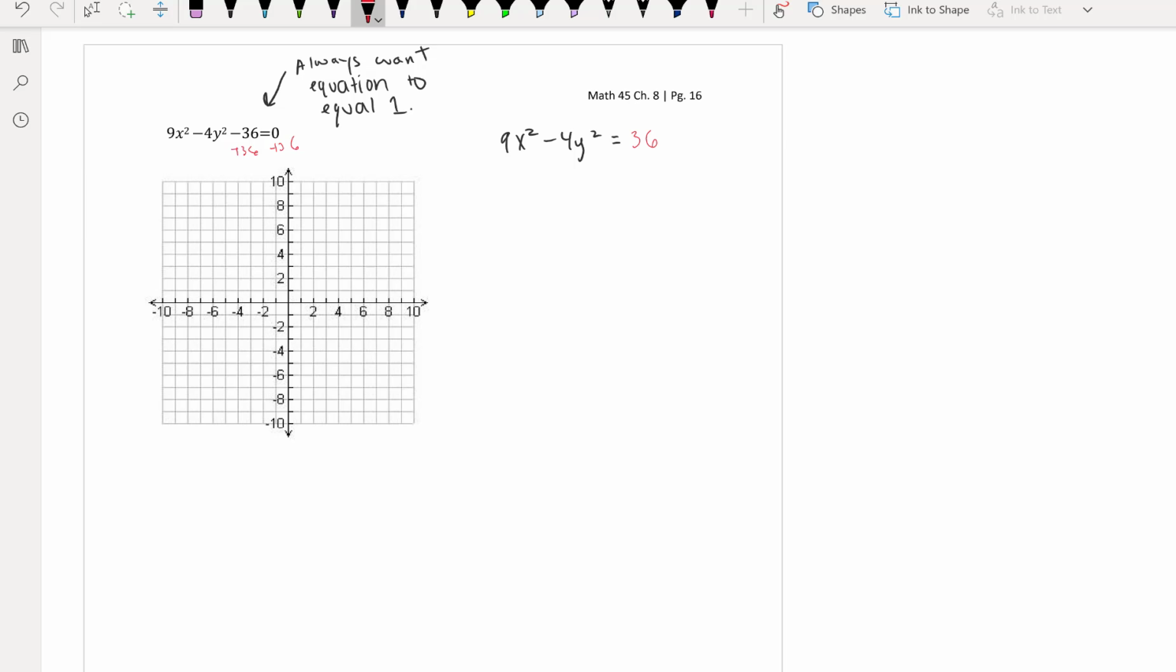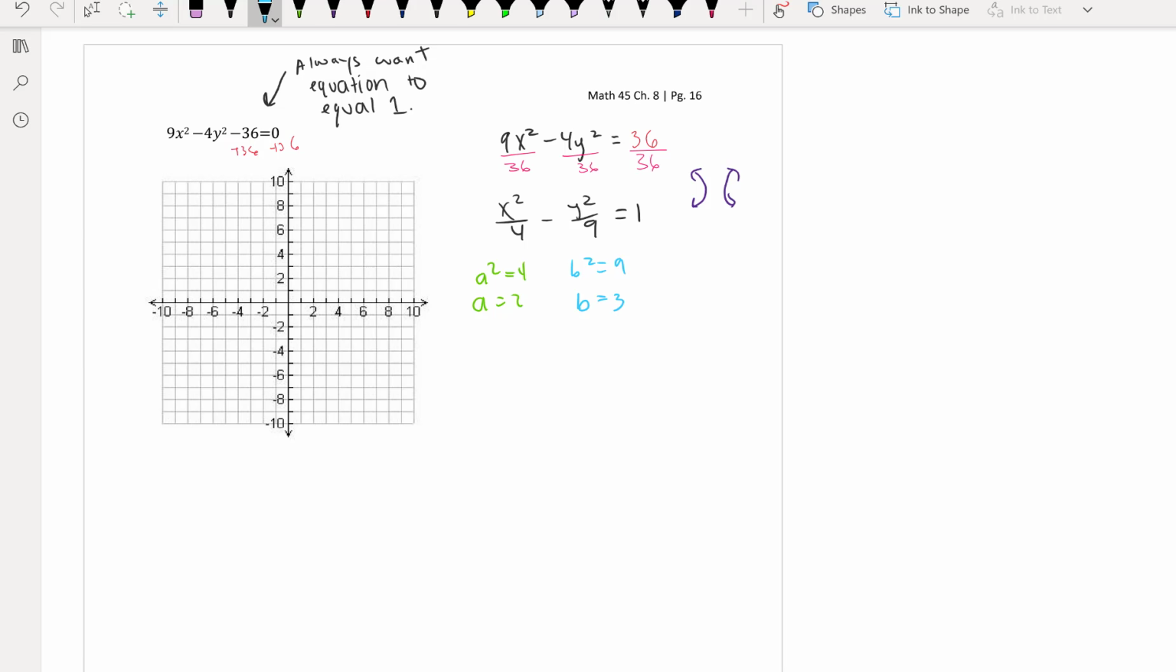Now, since I want it equal to 1, I'm going to divide everything by 36. And so when I do that, I'm going to get x squared divided by 4 minus y squared divided by 9 equal to 1. Perfect. So now I know that the x squared comes first. So I know that the general outline is going to look like this. And so I can tell you that my a squared is equal to 4. So a is equal to 2. I can also tell you that the b squared is equal to 9. So b is equal to 3.